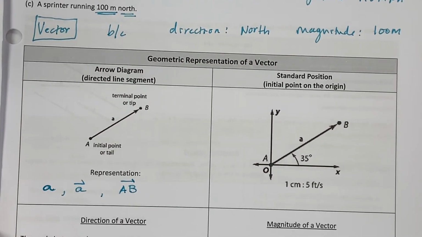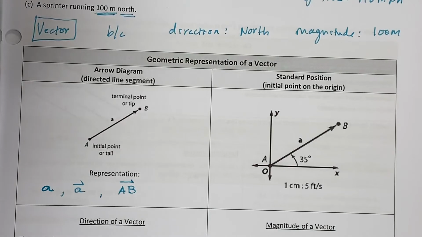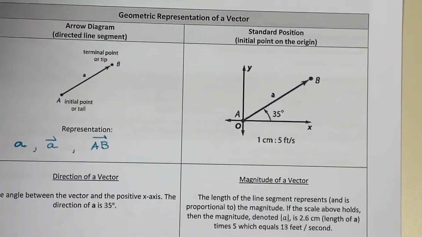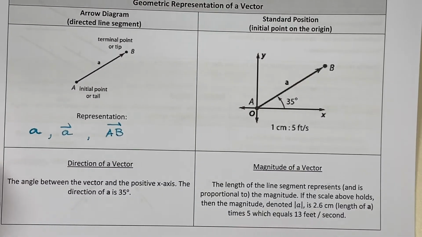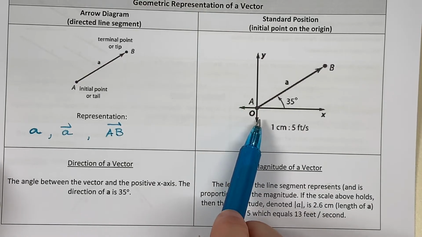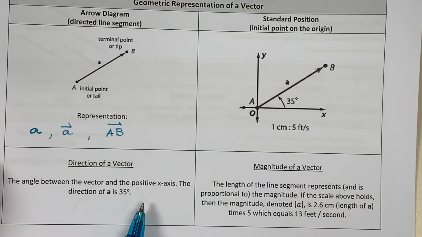Now a vector has both speed or magnitude and direction. For this particular example, the angle between the vector and the positive x-axis gives us the direction of a, which is at 35 degrees. Most of the time we call these quadrant bearings, and quadrant bearings are in terms of north, east, south, and west.